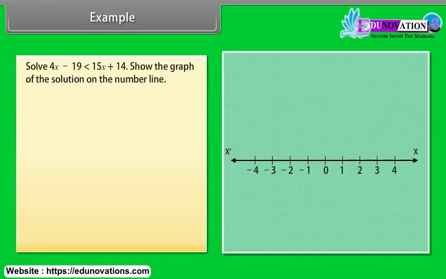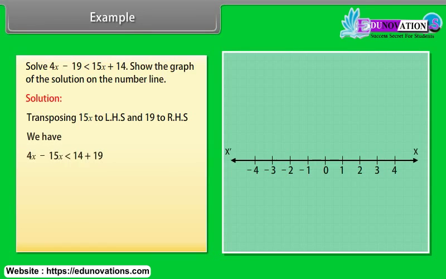Example. Solve 4x minus 19 less than 15x plus 14. Show the graph of the solution on the number line. Solution. Transposing 15x to LHS and 19 to RHS, we have 4x minus 15x is less than 14 plus 19, or minus 11x is less than 33. Minus x is less than 3. x is greater than minus 3. This inequality is shown on a number line. First, we draw an open circle because x is not equal to minus 3, and an arrow to the right because we want values greater than minus 3. Number line.